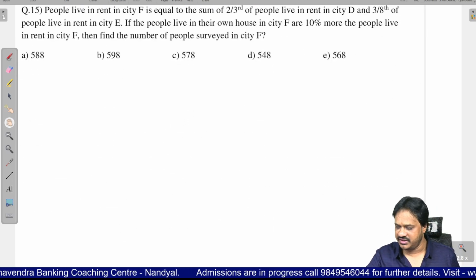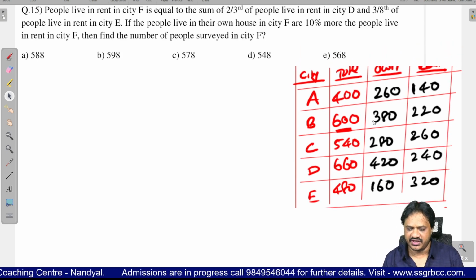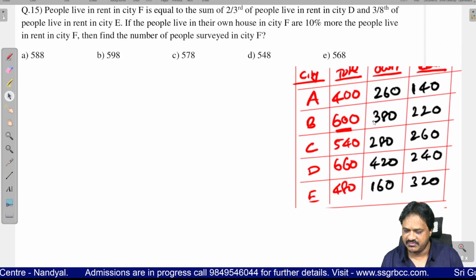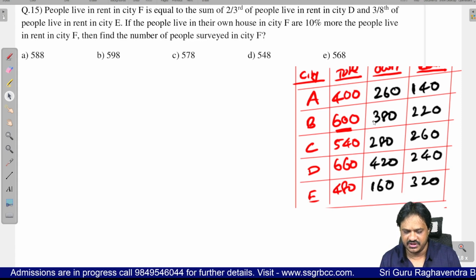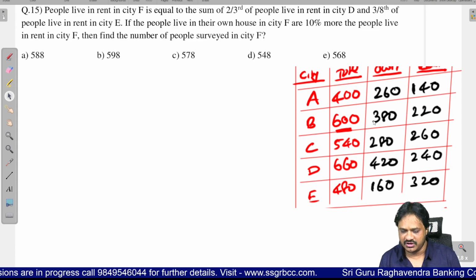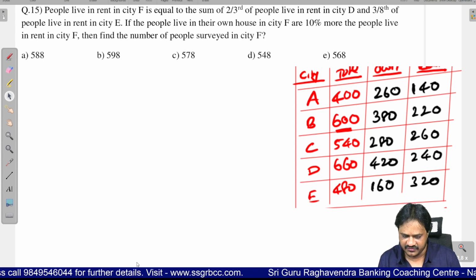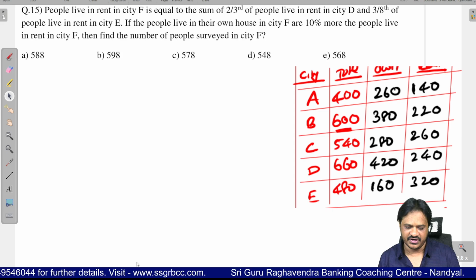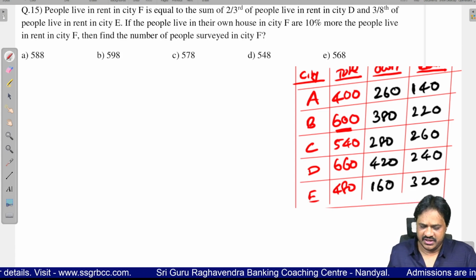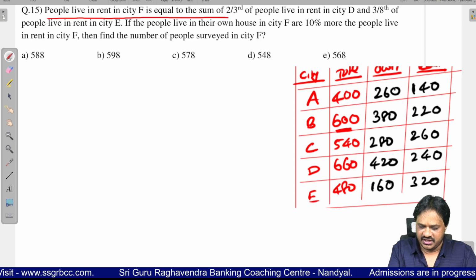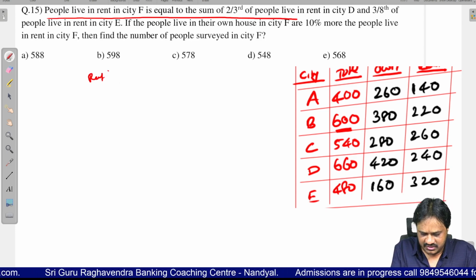People living in rent in F is equal to the sum of the 2/3 of the people living in rent in D and 3/8 of the people living in rent in E. If the number of the people living in their own house in F are 10% more than that of rent in city F, find the number of people surveyed in city F.